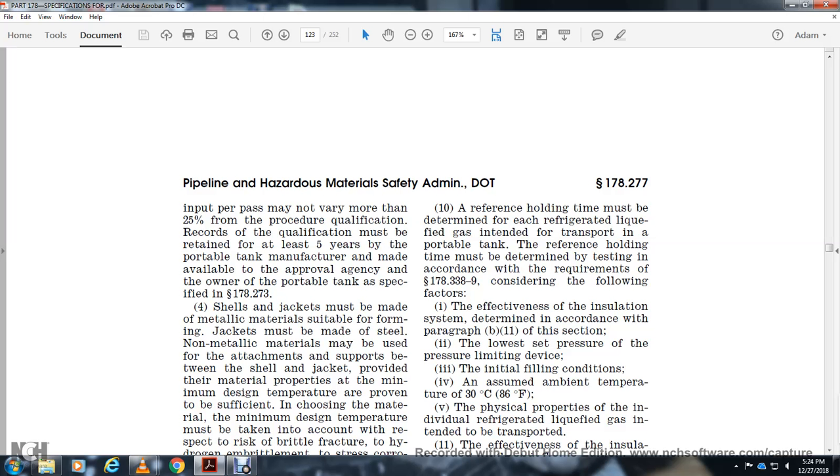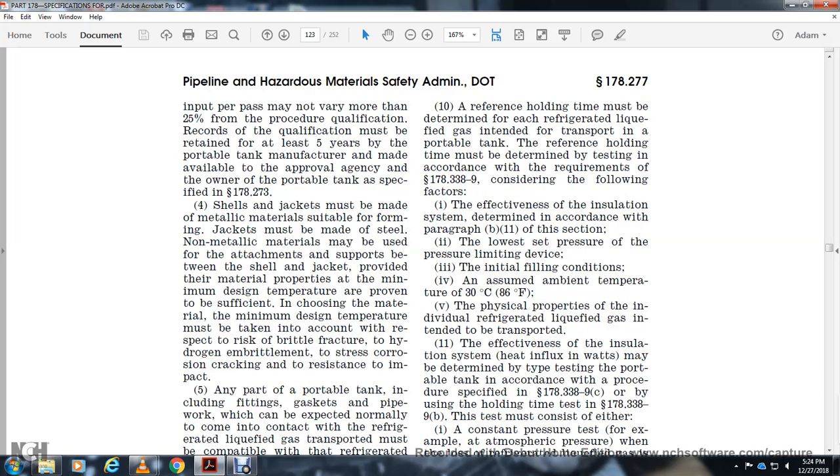Set the pressure of the pressure limiting device for initial filling conditions, assuming an ambient temperature of 86 degrees Fahrenheit. The physical properties of the individual refrigerated liquefied gas, the liquefied gas intended for transport, the effectiveness of the insulation system, and the heat flux in watts may be determined by type testing of the tank and testing of the portable tank in accordance with the procedure specified in 178.338-9 C for the hold time, 178.338-9 B.